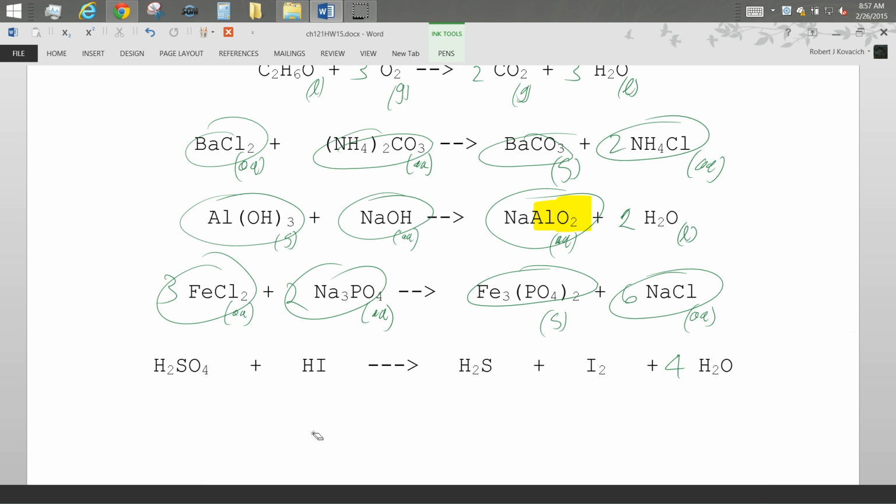Now I have too many H's on the right-hand side, correct? If you put a 2 in front of the HI and a 2 in front of the I, a 2 here and a 2 there. No, because now there are 4 I's on this right-hand side, and there are only 2 I's on the left-hand side.